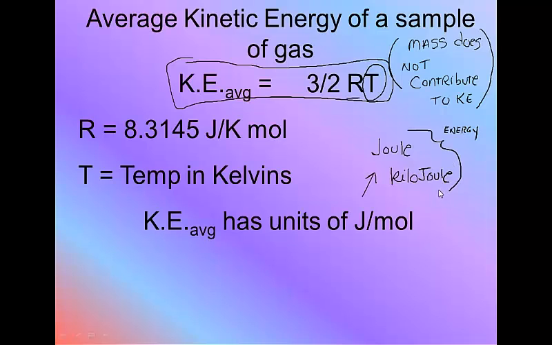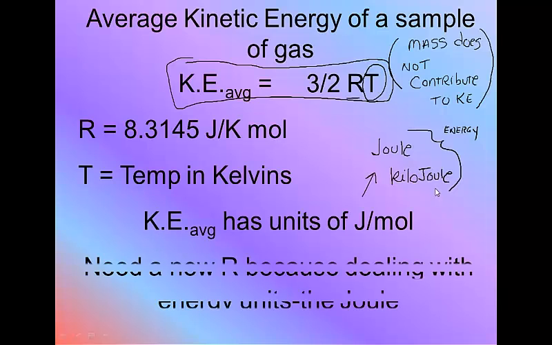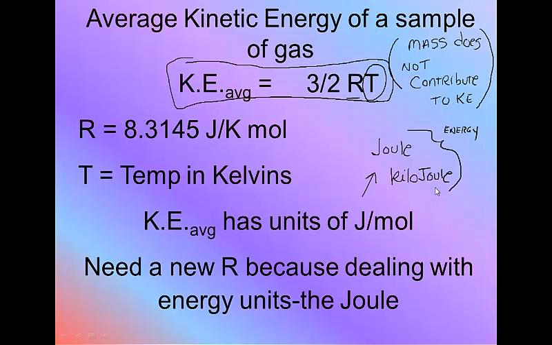Kinetic, potential, energy. And we need the different R because you're dealing with units of energy. So we need the 0.08206 liter atmosphere per mole Kelvin ain't gonna cut it. We need the new R, 8.3145 joules per Kelvin mole. And again, pretty much a plug and chug. The only variable you got staring you in the face is temperature.